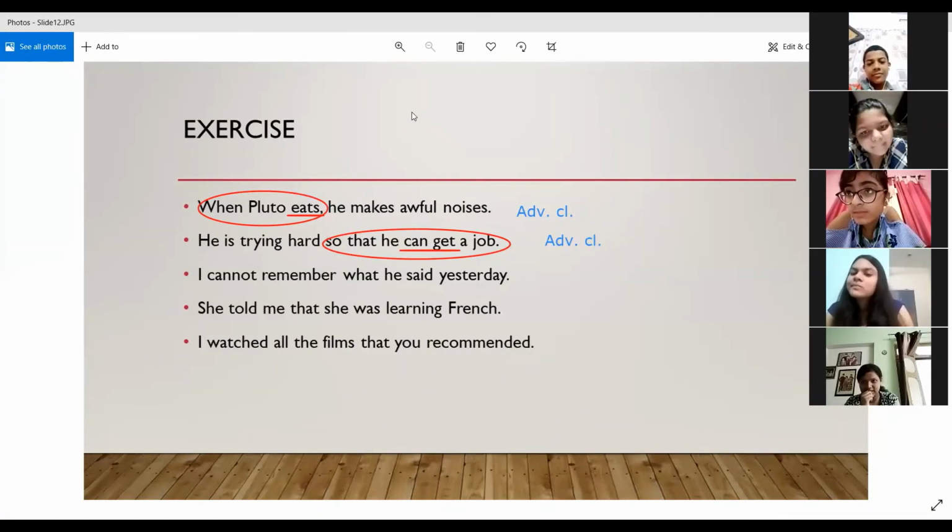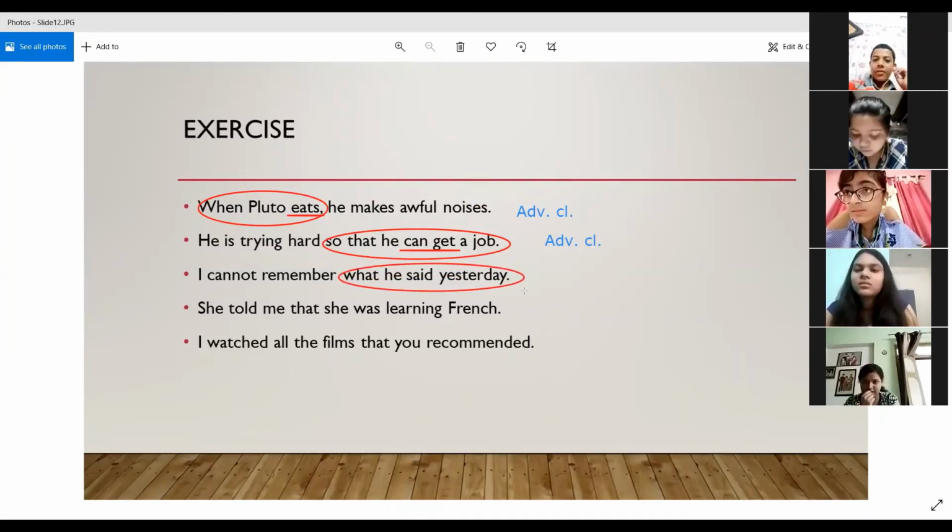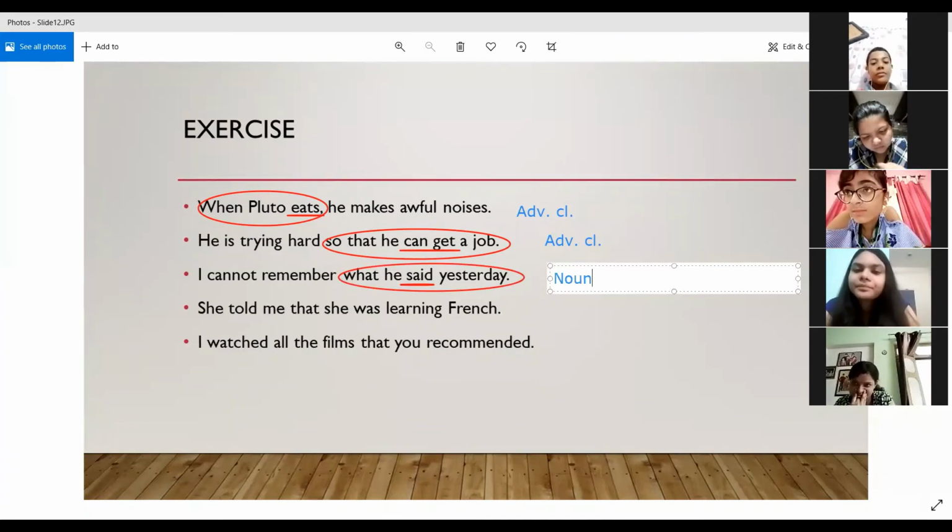So tell me the reason why it is a noun clause. Sir, because if we ask the question what he cannot remember, then the answer will be what he said yesterday. Yes. So it is a noun clause. Okay, now tell me the verb. Verb is said. Okay. So it is acting as a noun and verb said is present over here. So we are going to say that it is a noun clause.